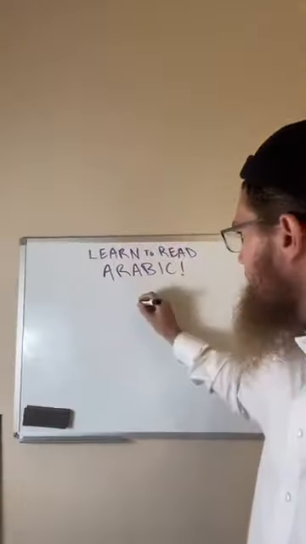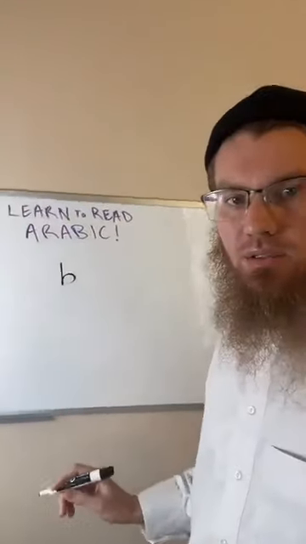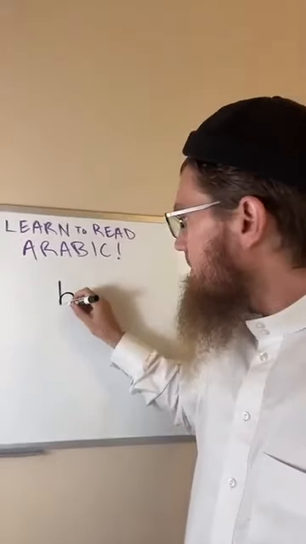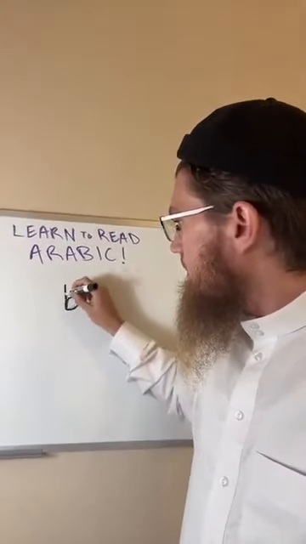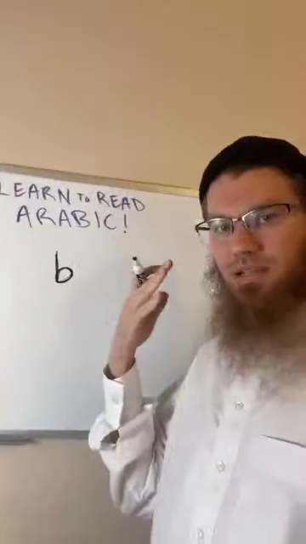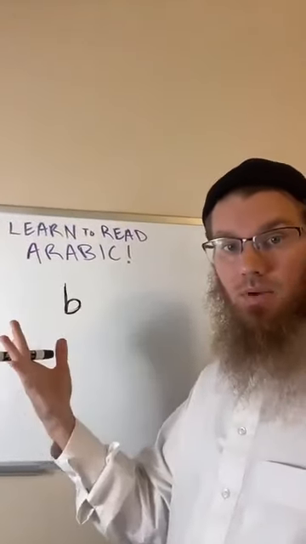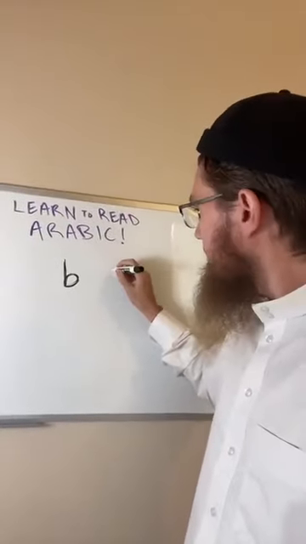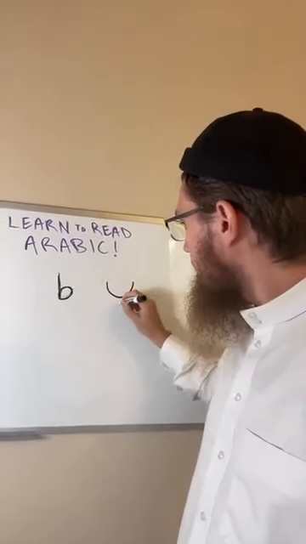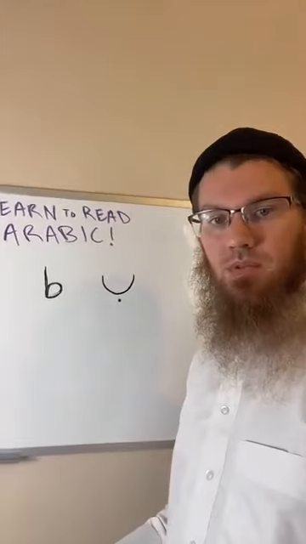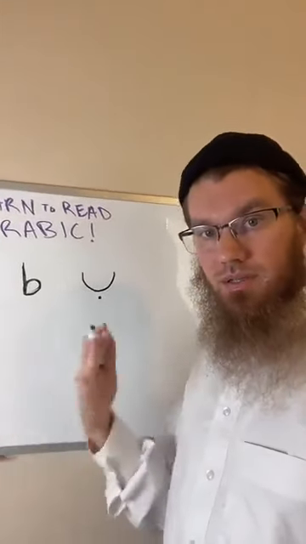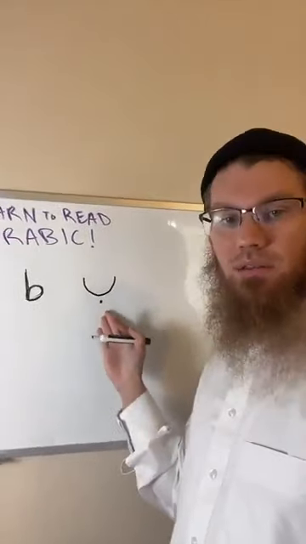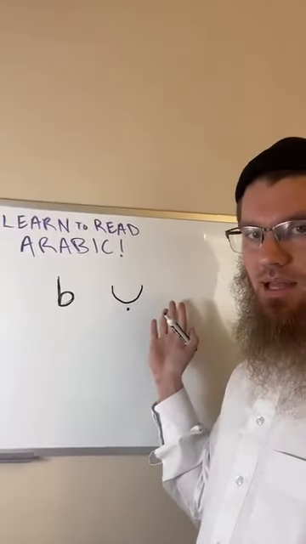So for example, in English, this is the letter B. When you see this symbol in English, you know that it represents the sound B, right? In Arabic, there's a similar sound, but it's a different symbol. It looks like this. So all you need to do is associate that same sound with this symbol. It's as simple as that.